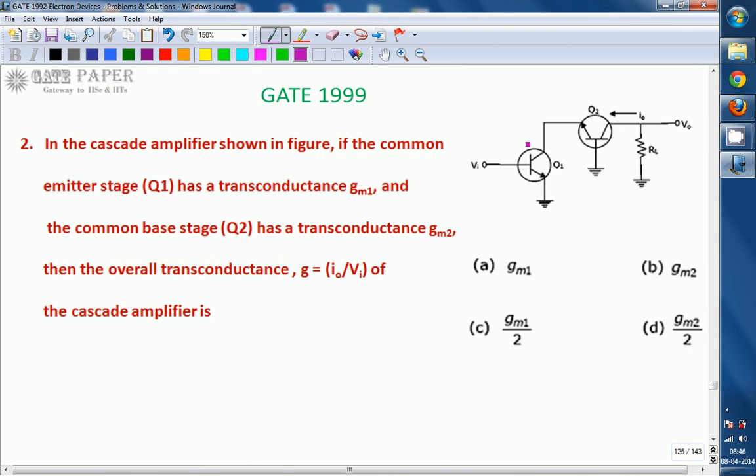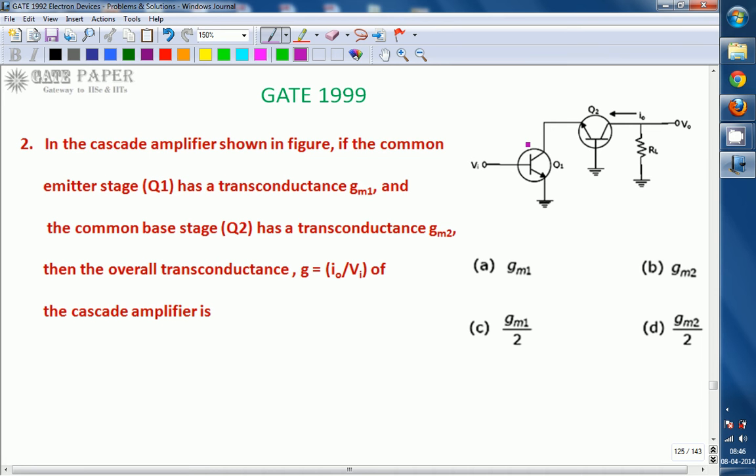We are discussing the GATE 1999 ECE paper, and this question is related to electronics. Look at the diagram. In the cascade amplifier shown in the figure, if the common emitter stage Q1 has a transconductance GM1 and the common base stage has a transconductance GM2, then the overall transconductance of the cascade amplifier is?